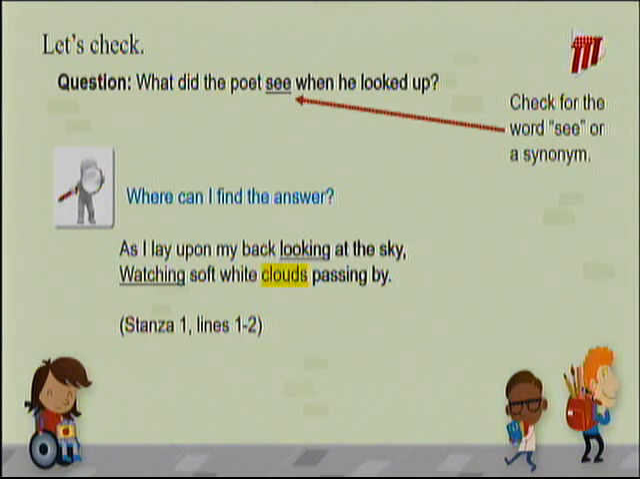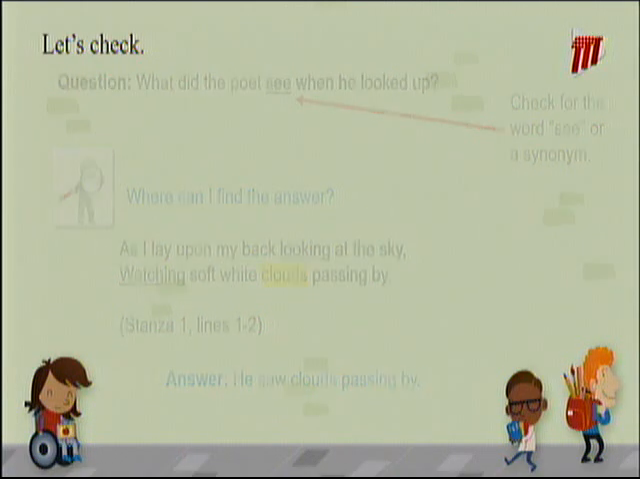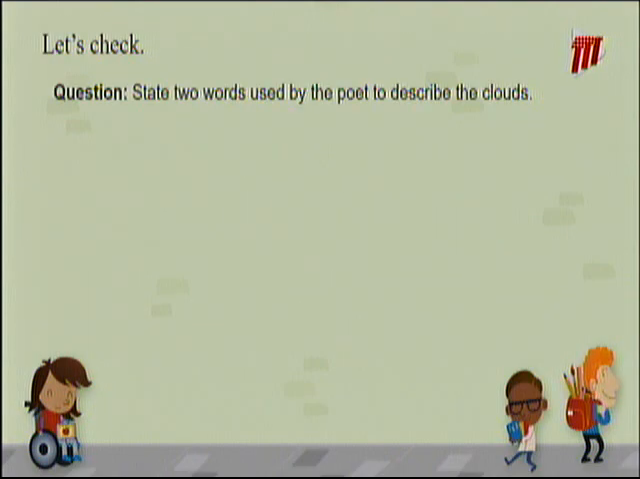These would indicate to us that we would find our answer to the question, what did the poet see when he looked up in this part of the poem? What did the poet see? Well, he saw clouds passing by. Let's take a look at our next question.